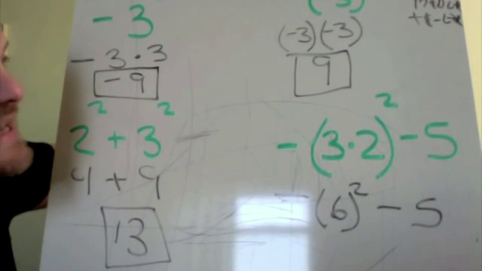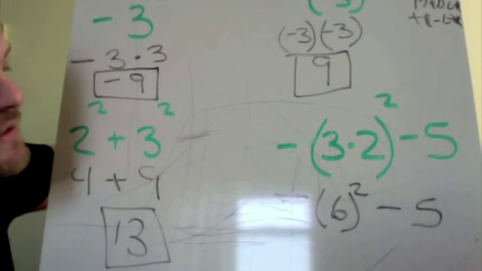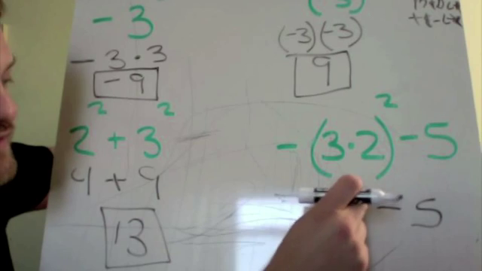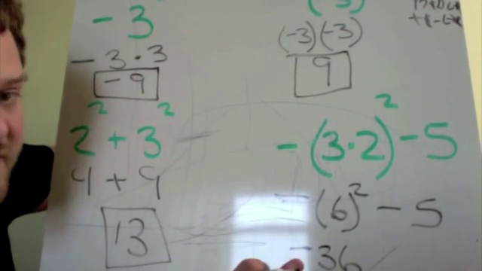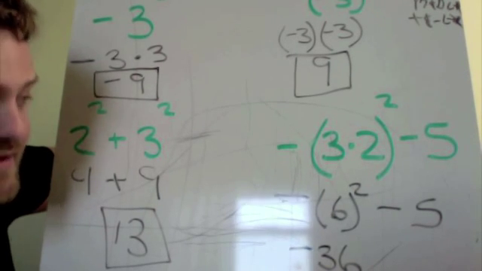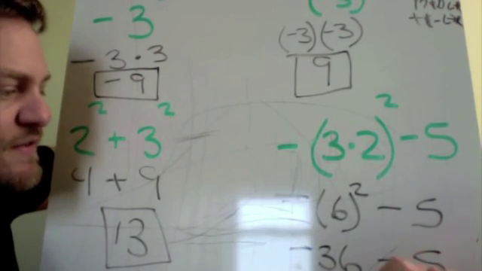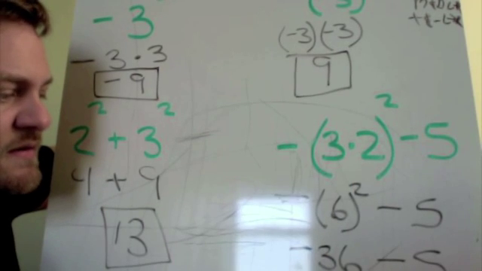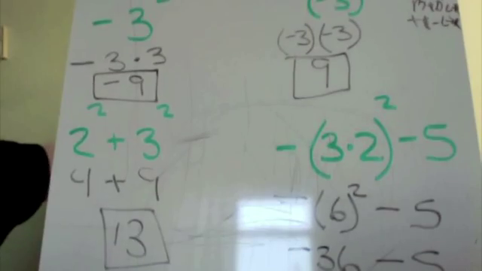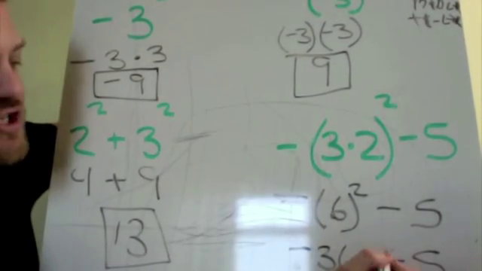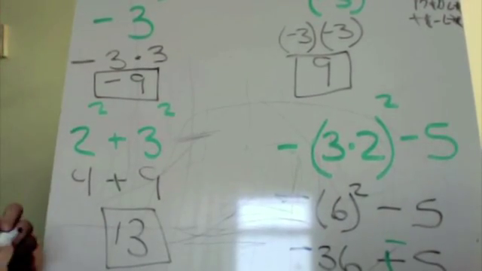Okay. Now I deal out the exponents. So 6 squared is 36. That negative is still on the outside here, making this a negative 36 minus 5, which makes that a negative 41. And remember, I can always do my little sign change here, make that negative 36 plus negative 5.